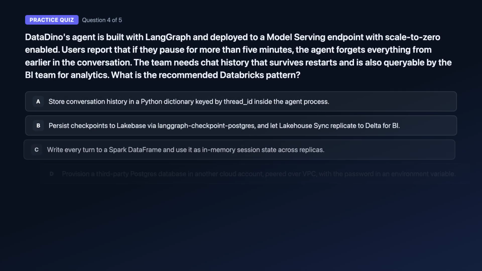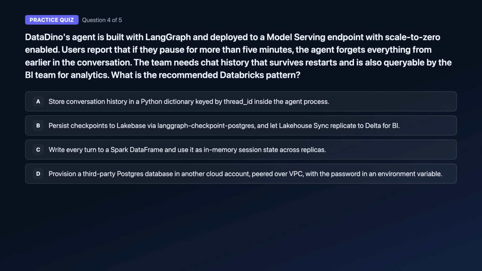Question 4. DataDino's agent is built with LangGraph and deployed to a model-serving endpoint with scale-to-0 enabled. Users report that if they pause for more than 5 minutes, the agent forgets everything from earlier in the conversation. The team needs chat history that survives restarts and is also queryable by the BI team for analytics. What is the recommended Databricks pattern?